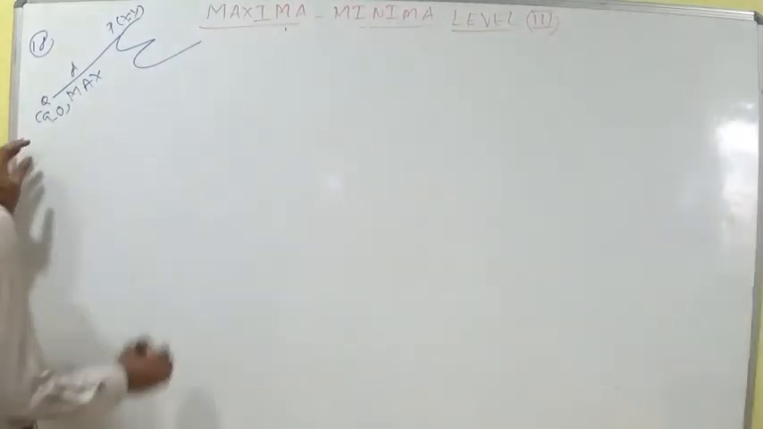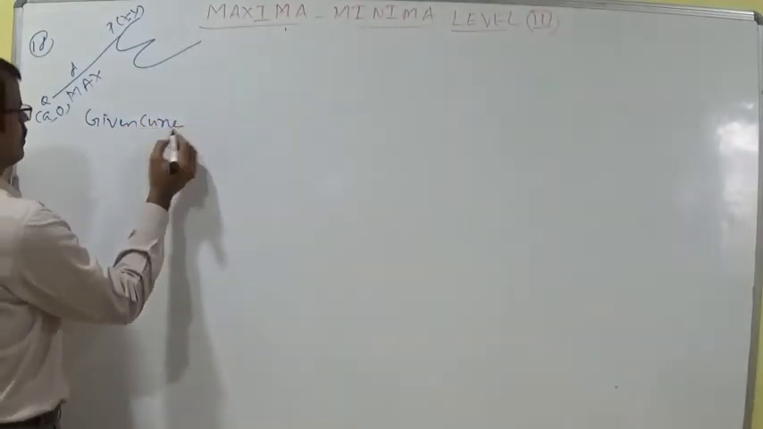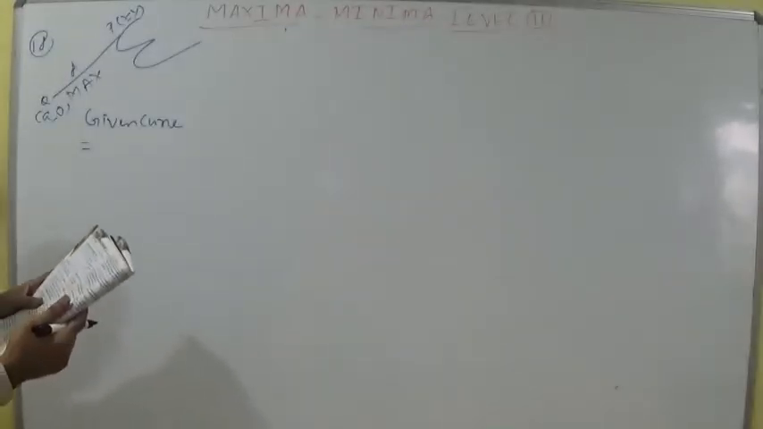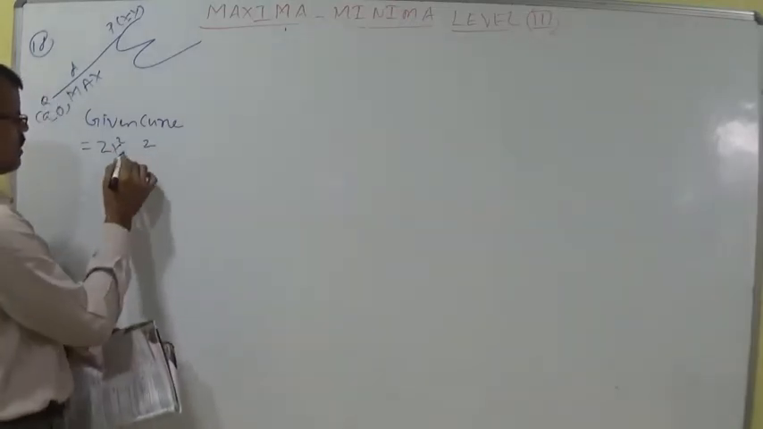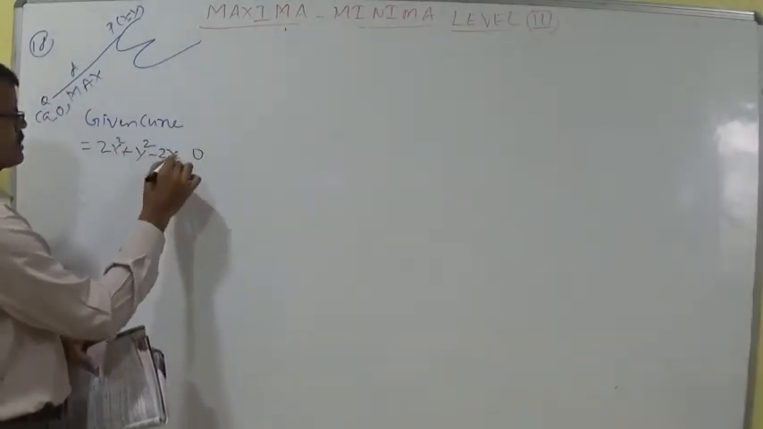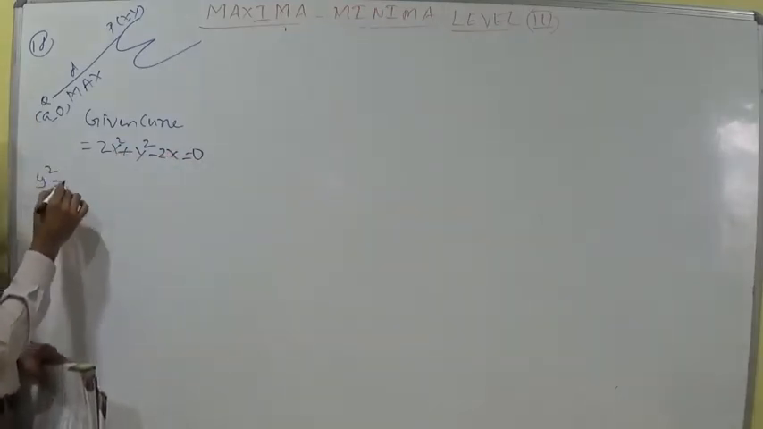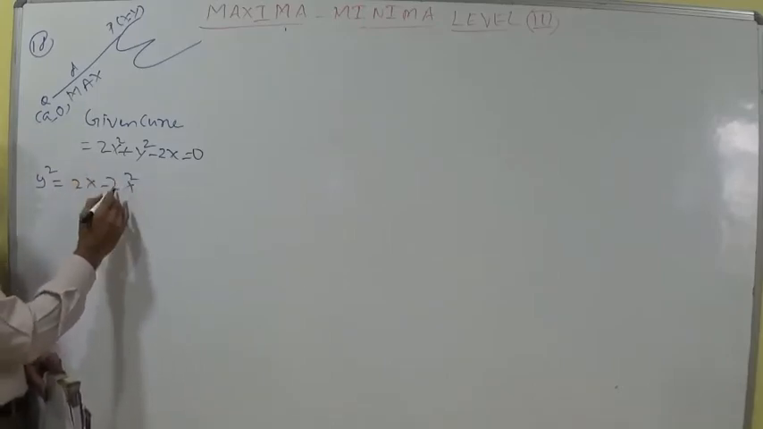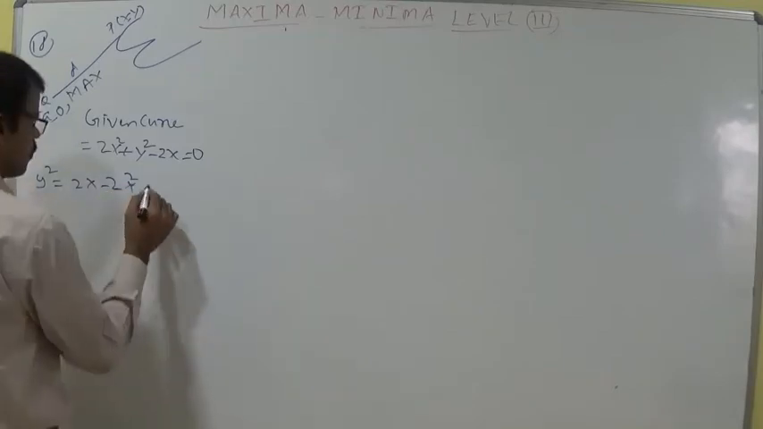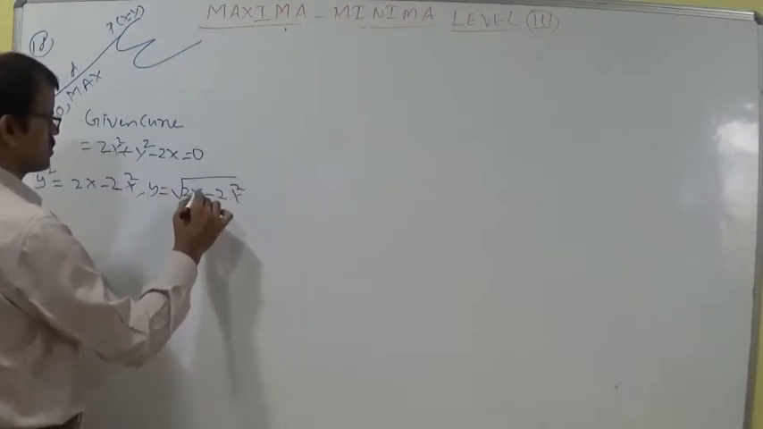Given curve, I am writing. Given curve he has given as 2x square plus y square minus 2x equal to 0. Next step, shall I write like this, students? y square is 2x minus 2x square. Now we can write here y is equal to square root of 2x minus 2x square.